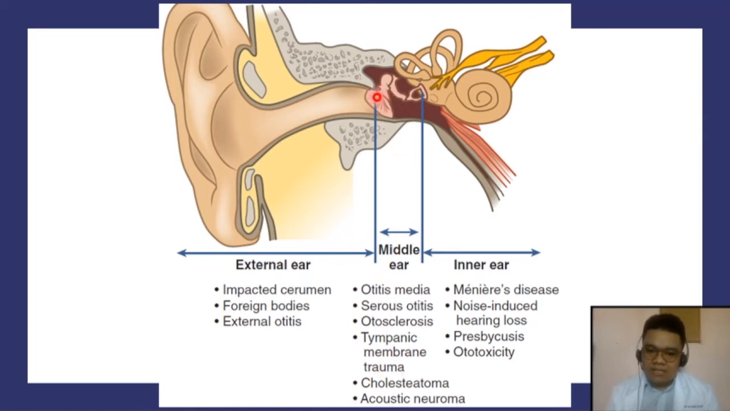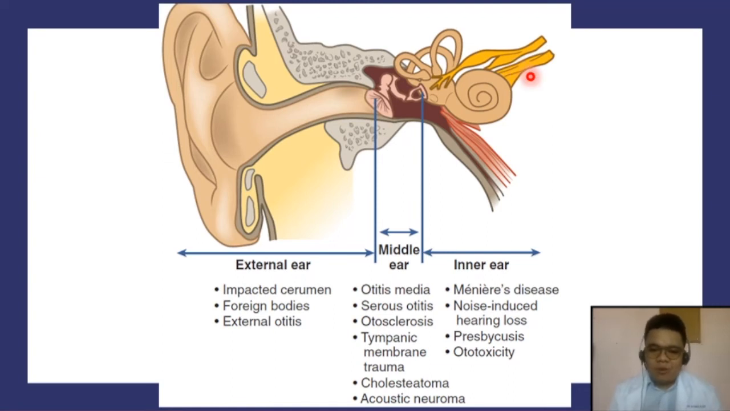Tympanic membrane trauma, when your tympanic membrane will be destroyed. Cholesteatoma and acoustic neuroma are abnormal growths in the middle ear. And then in the inner ear, you have your Meniere's disease. So class, Meniere's disease is an increase of fluids in your inner ear. Then you have your noise-induced hearing loss. Presbycusis, changes related to aging that damage your inner ear. Ototoxicity caused by drugs. So those are the inner ear structures which are damaged.